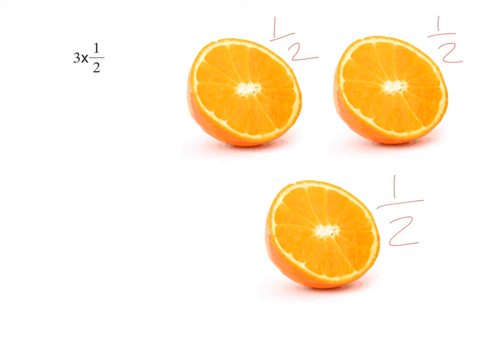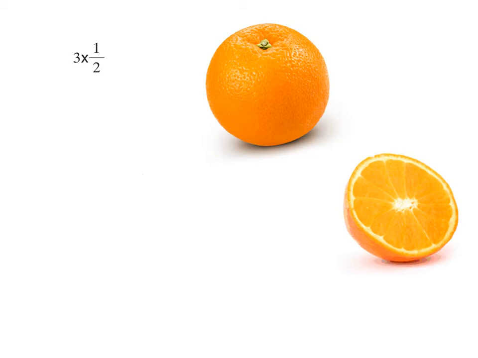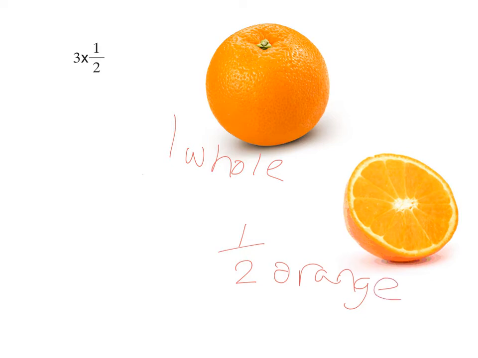What happens when I put these 2 halves of an orange together? What happens is I get a whole orange. So now I have 1.5 oranges. I have 1 whole orange here and 1/2 of an orange here. So 3 groups of 1/2 equals 1 and 1/2.